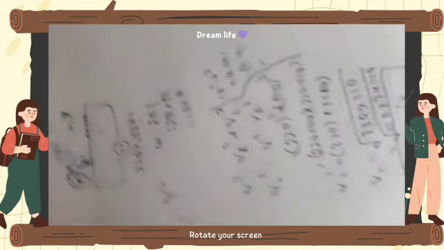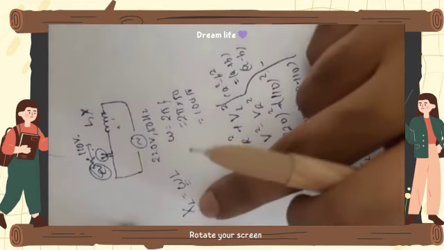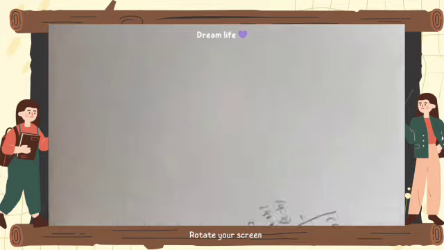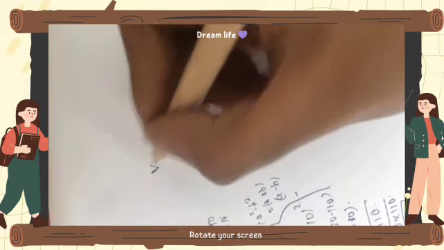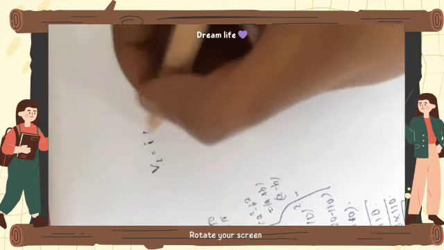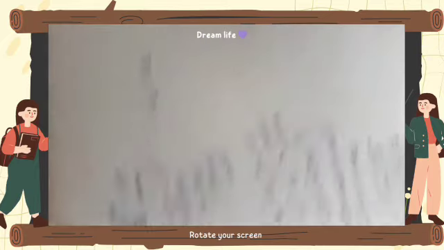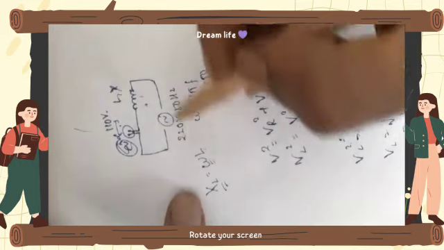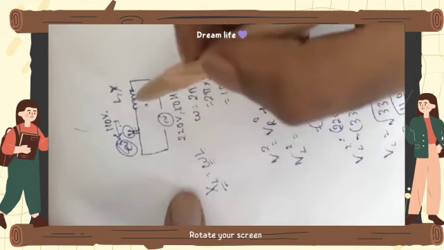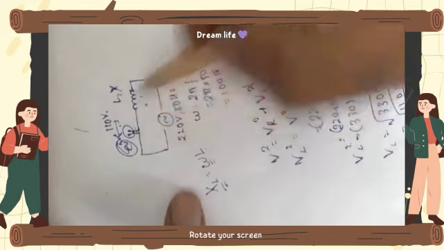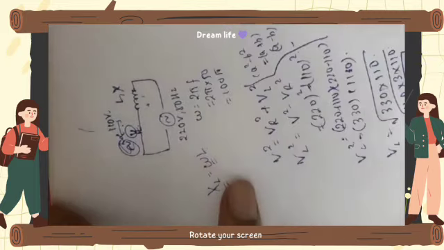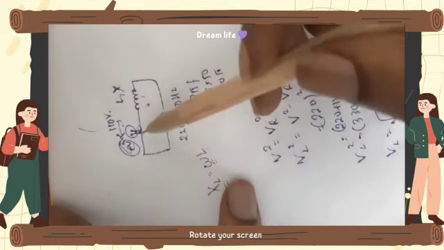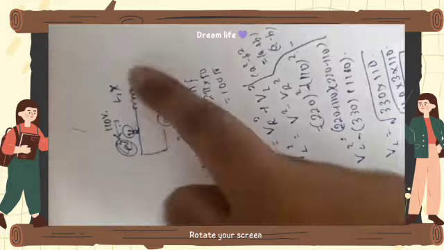Now we have to find the inductive reactance. To find the inductive reactance, we also need the current, because in the formula the voltage across the inductor is equal to I into XL. So we have to find this I. I is nothing but the current flowing through the circuit, and the current flowing through the bulb as well as the inductor will be equal because it's a series circuit. So if we are able to find the current flowing through the bulb, that will be the current flowing through the inductor also.